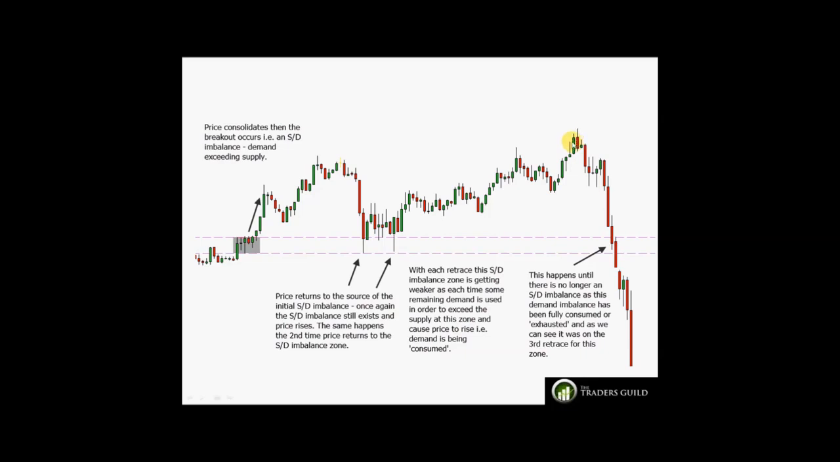But as we said, each time price comes back, the supply demand balance is getting weaker. The third time price comes back, it comes back with very good momentum, and we can see that there is not much reaction here. There's a very small reaction, but price breaks out in the opposite direction, because there is no longer a supply demand imbalance at this zone. There is no fresh demand left at this zone, so price pushes straight through because the supply exceeding demand in this move is stronger than any remaining demand at this zone.